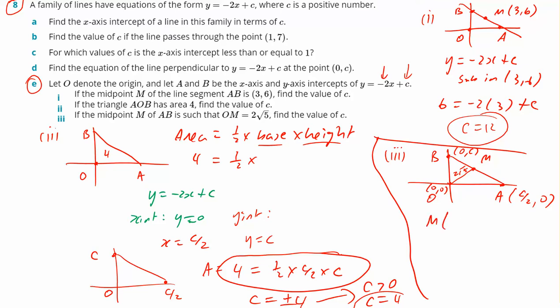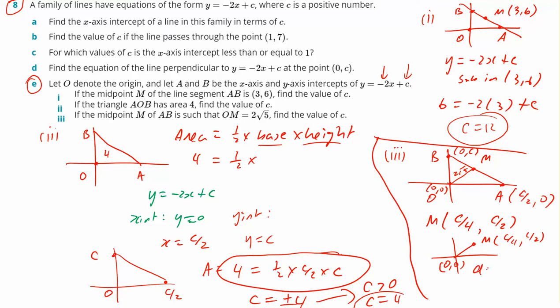The midpoint is the average of the x coordinates. So 0 plus c on 2, divided by 2, would be c over 4. The average of 0 plus c would just be c over 2. Okay, so that's the midpoint. Now, all I know now is that the distance from (0, 0) to M, which is (c over 4, c over 2), is 2 root 5.